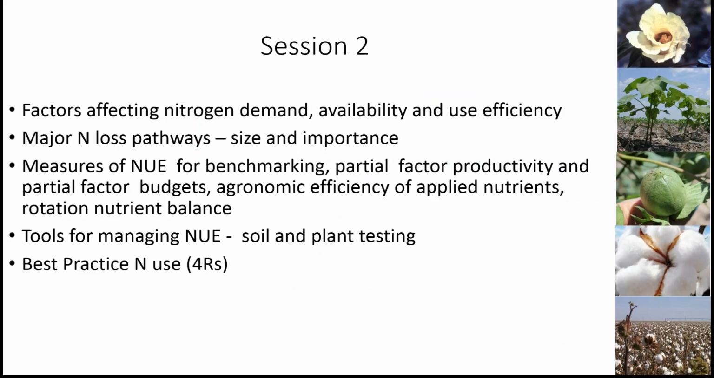As this project is largely looking at nitrogen use efficiency, and in particular reducing the emissions loss through greenhouse gases, we'll look at the loss pathways, their size and importance, and measures of nitrogen use efficiency. There are a couple that we can calculate fairly easily from a cotton crop, some not so easy, and just how we might interpret those.